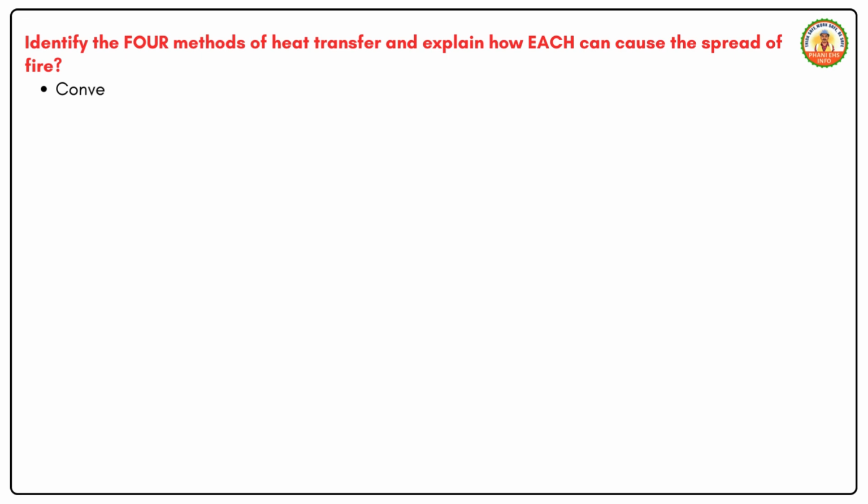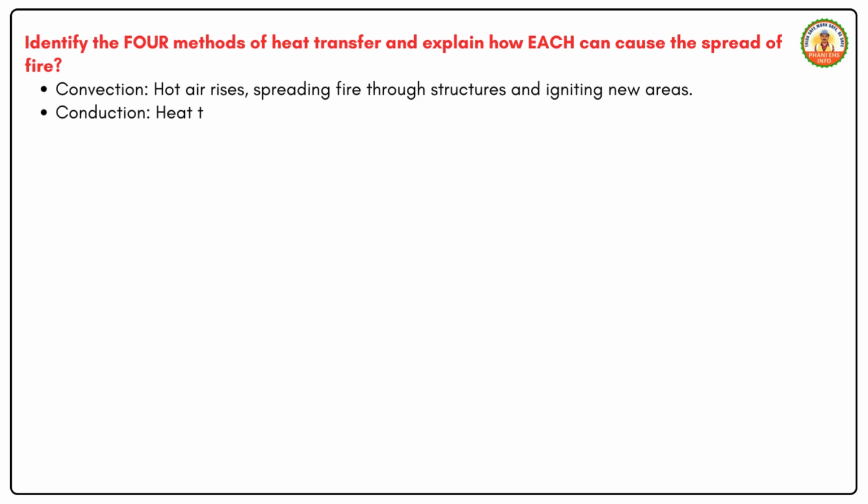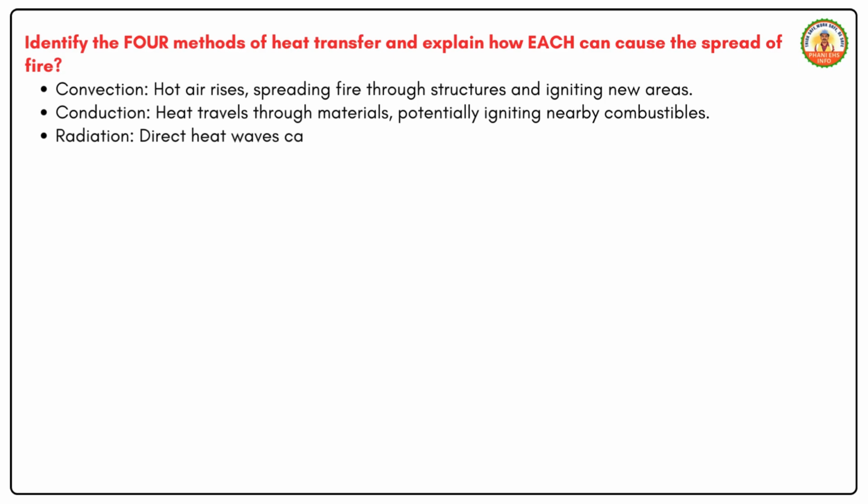Identify the 4 methods of heat transfer and explain how each can cause the spread of fire. Convection: hot air rises, spreading fire through structures and igniting new areas. Conduction: heat travels through materials, potentially igniting nearby combustibles. Radiation: direct heat waves can ignite materials at a distance. Direct burning: combustibles in contact with flames spread fire.